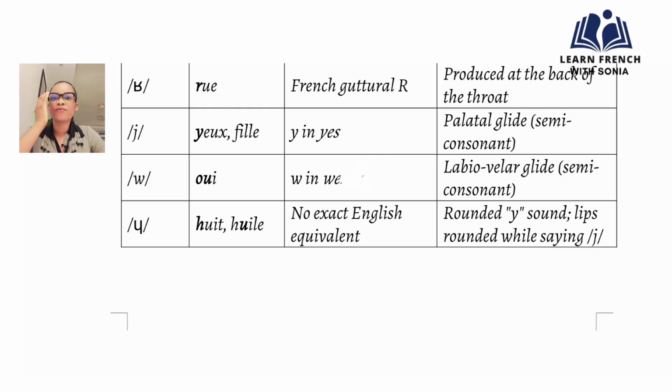And then we have the silent H, as in huit. Then the next example says homme. If you listen carefully, you will notice that the H sound does not come out.